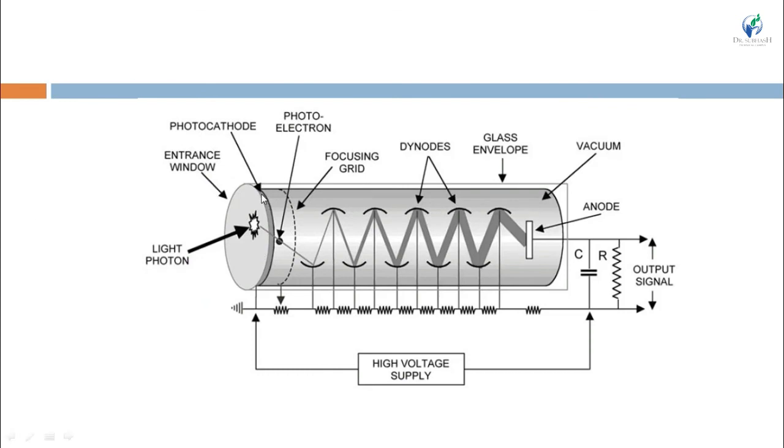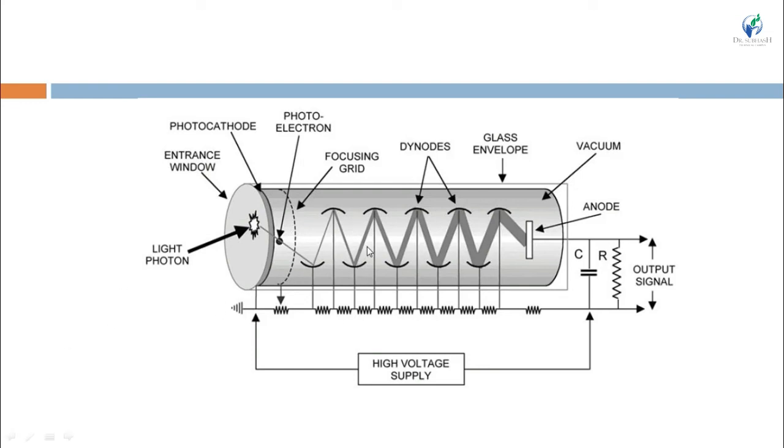See in the figure, here on the photocathode, the light photon is incident, which is coming from the sample. After passing through the focusing grid, these electrons are accelerated to the first diode, right? And this diode is coated with a sensitive metal material which emits 4 to 5 electrons for each electron. Means if 2 electrons are striking, this diode emits 8 to 10 electrons, right? Likewise this multiplication occurs.